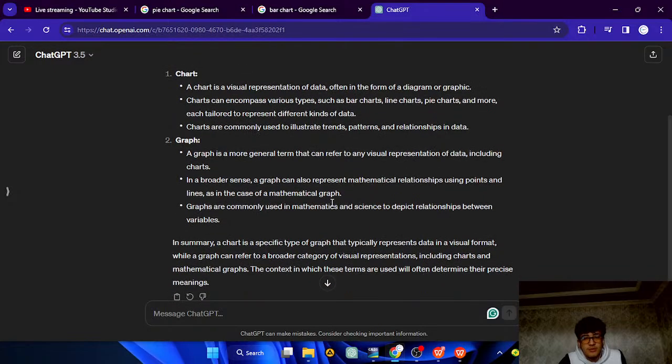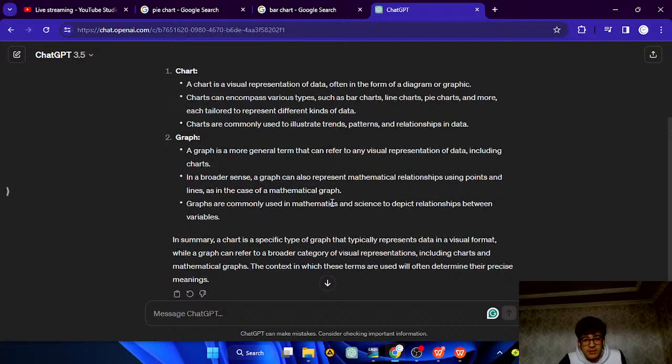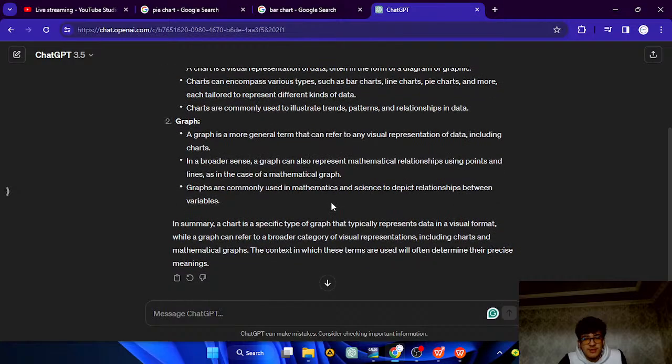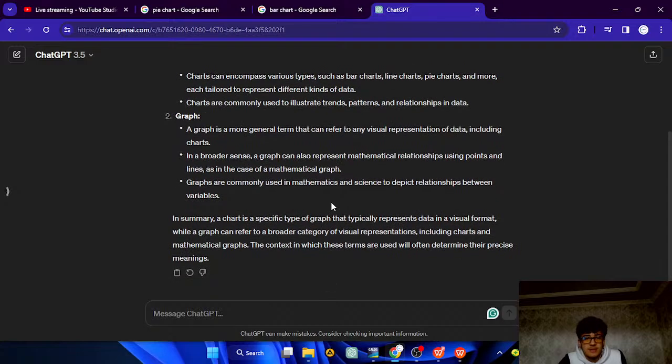A graph is a more general term that can refer to any visual representation of data, including charts. In a broader sense, a graph can also represent mathematical relationships using points and lines, as in the case of a mathematical graph. Graphs are commonly used in mathematics and science to depict relationships between variables. In summary, a chart is a specific type of graph.